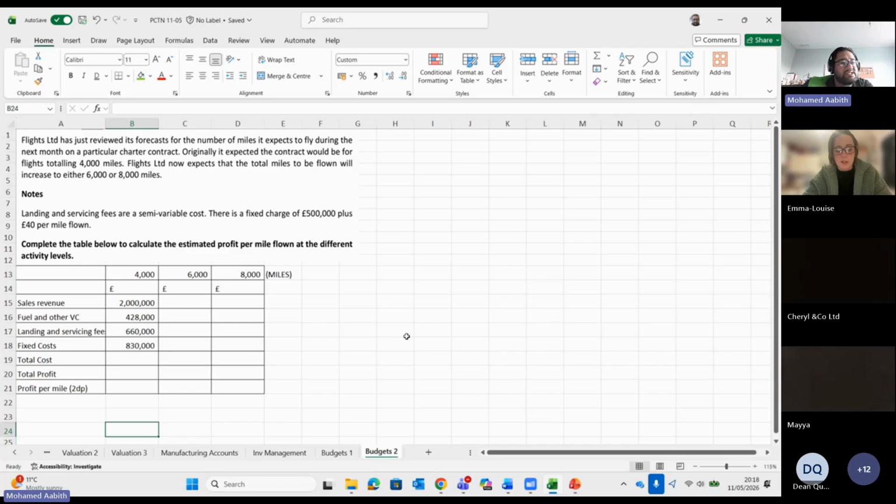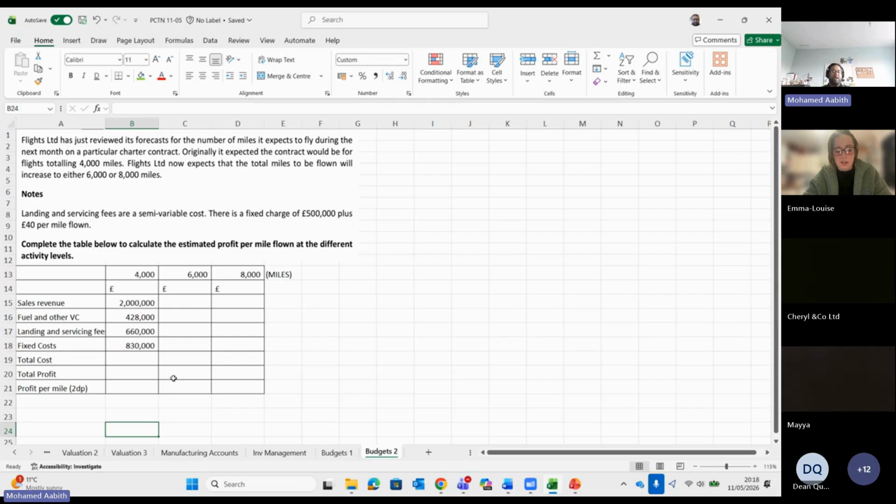Landing fees are a semi-variable cost. There is a fixed charge of £50,000 plus £40 per mile flown. So you have to remember, one of them is going to be a semi-variable cost. They're asking you to complete the table below to calculate the estimated profit and the profit per mile flown at the different activity levels.